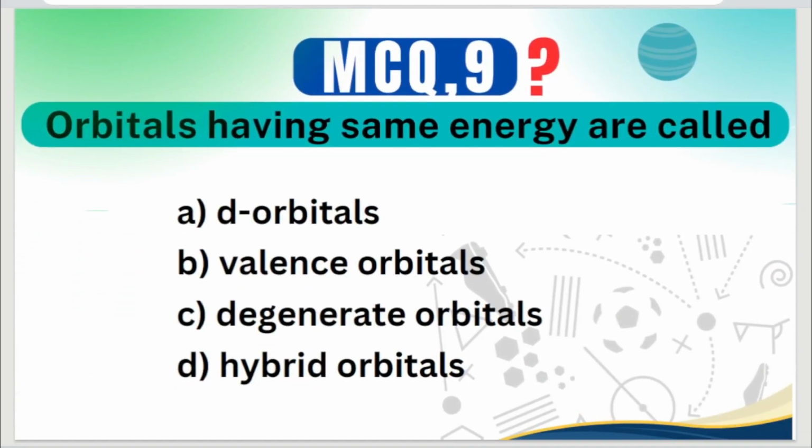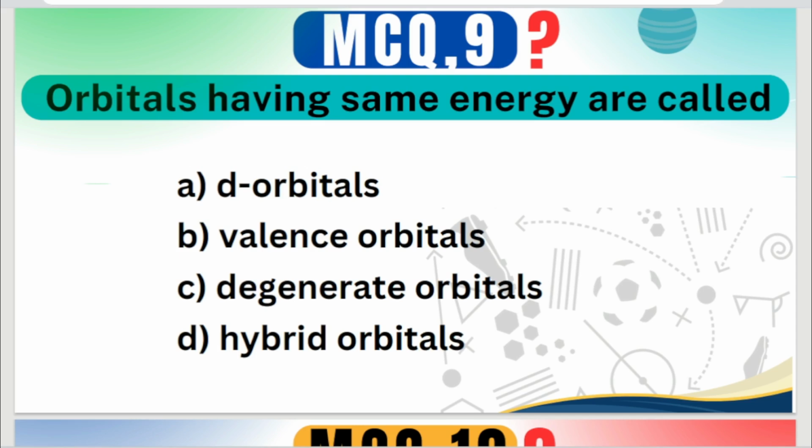The ninth question is: orbitals having the same energy are called. The four options are d orbital, valence orbital, degenerate orbitals, or hybrid orbital. What would be the answer? I suggest the C option, because orbitals having the same energy are called degenerate orbitals. So the C option is true for this question.